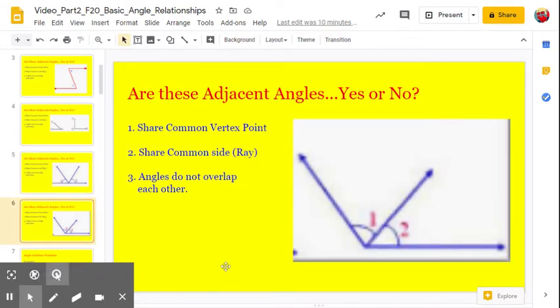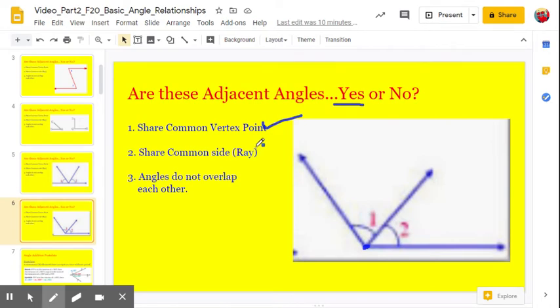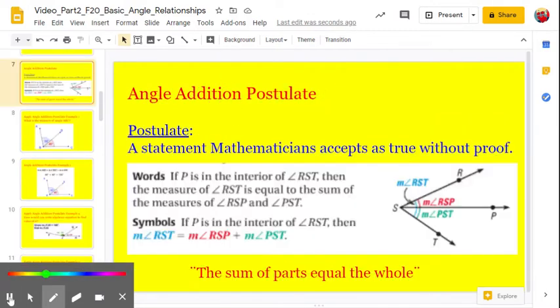How about angle 1 and angle 2 in this example? Are those adjacent angles? Yes or no? All right, on this one, we should have come up with yes. They share a common vertex point? Check. They share a common side? Check. And they don't overlap? Check. So it meets all three requirements. Those are adjacent angles.